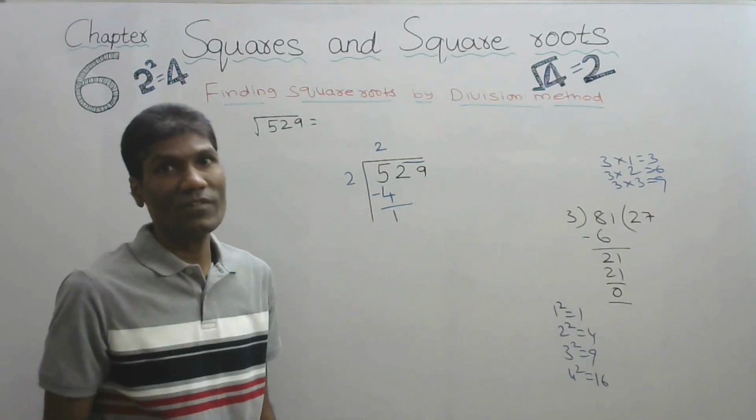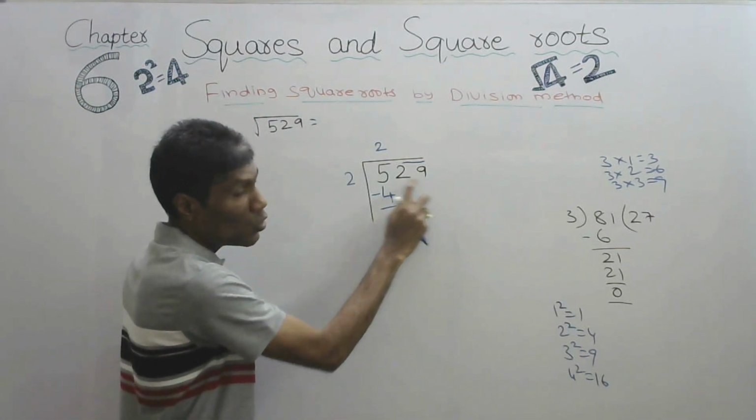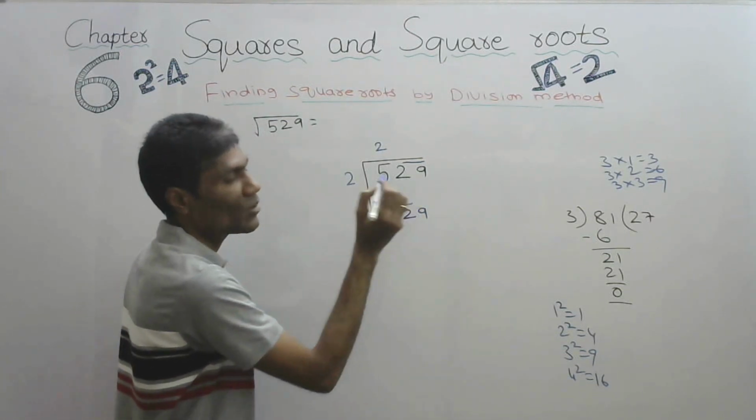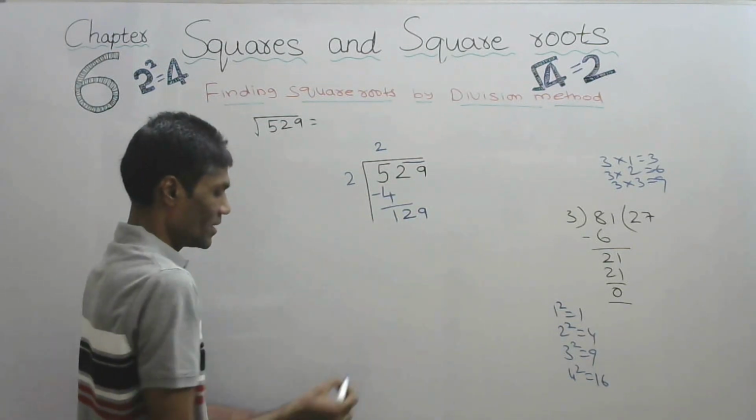Two numbers we will take at once. Here we have two numbers, 2 9. So we will take two numbers, 129. Not 1, two numbers we will take. Right? Next.